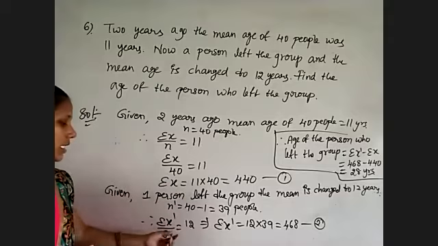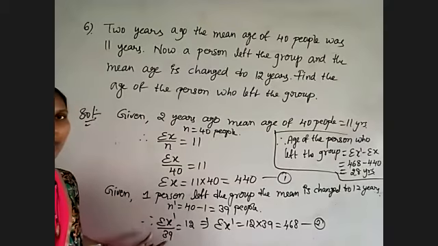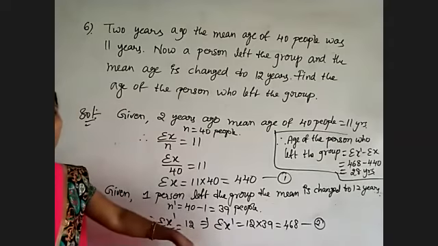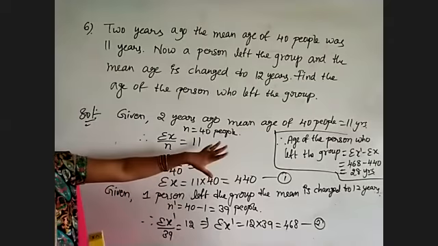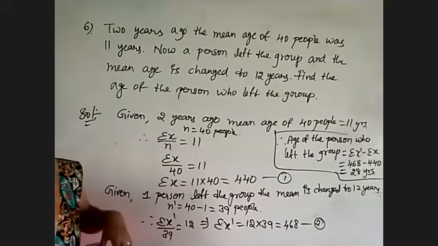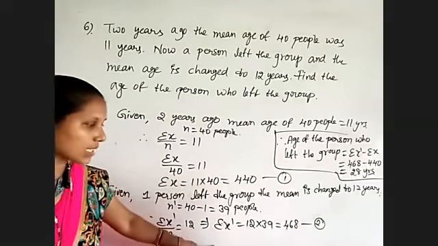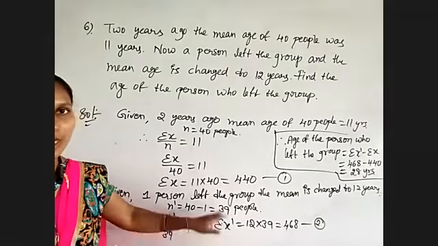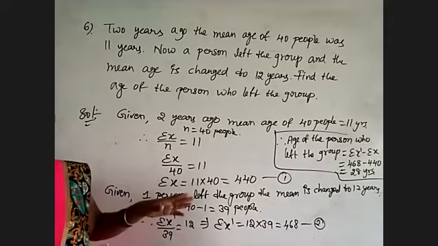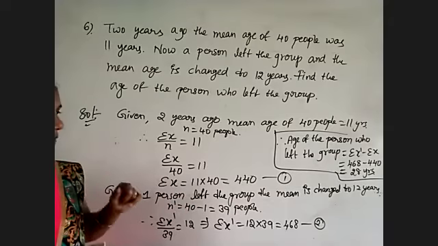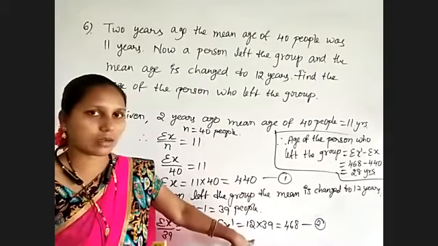And the mean age changed to 12 years after 2 years. That is nothing but a new sum of 12 into 39, which is equal to 468. And the difference between those two values, we will get the age of the person. Because here is the sum of the ages of 40 people and here the sum of the ages of 39 people. 40 people minus 39 people, we will get the age of the person who left the group. But why are we getting this highest? Because after 2 years we are calculating this.